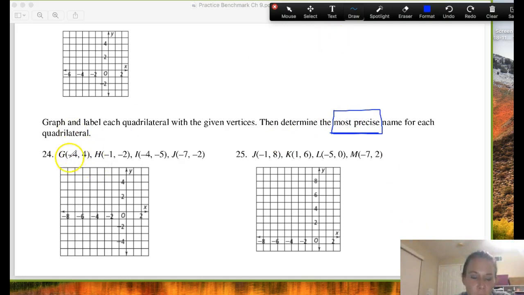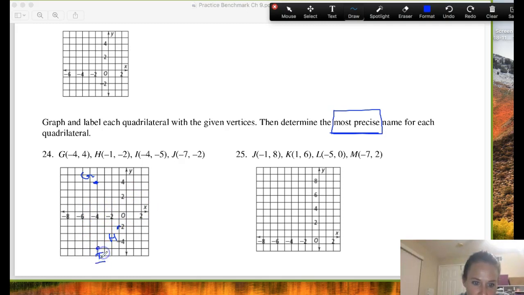All right, we're going to go ahead and graph this. This is (-4, 4). That's your G point. This is (-1, -2), or excuse me, down 2. That's H. I is (-4, -5).